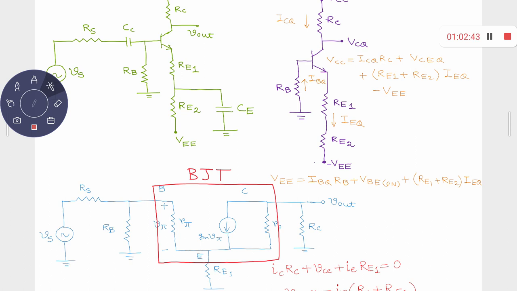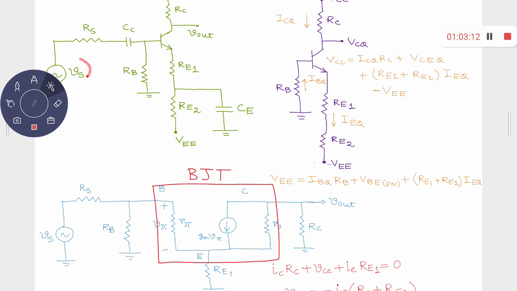What I have told you is that in this particular module, whenever you have a capacitor, for DC it is open. For AC or small signal, it should be shorted. So since you have the coupling capacitor CC, we have not incorporated that capacitor, and we have considered this to be connected directly, short circuited.